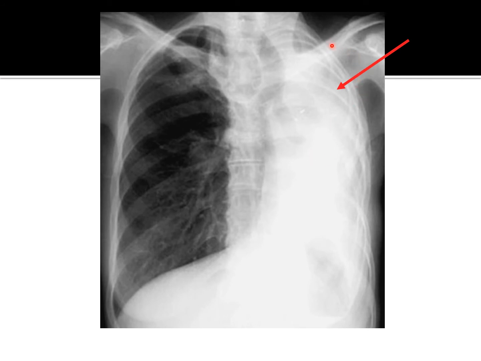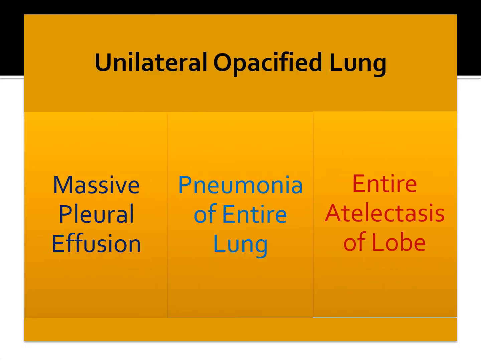You can see that there is homogeneous density on the left lung field. Aside from that, you can see that the trachea is deviated towards the side of the pathology, which is the left side. The heart is also deviated towards the left side, and there is compensatory hyperinflation of the right lung field. In cases of a unilateral opacified lung, there are three things that you will have to think of. Your differentials will be: one, massive pleural effusion; two, massive pneumonia or consolidation of the entire lung; and three, atelectasis of a lobe or the entire lung.